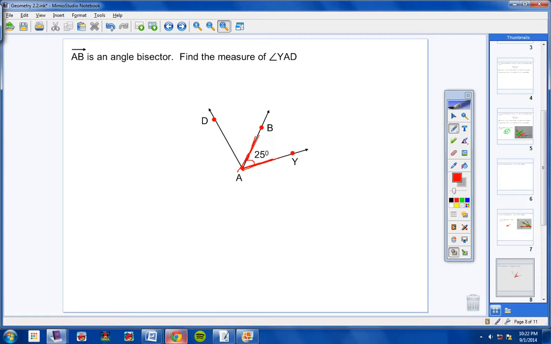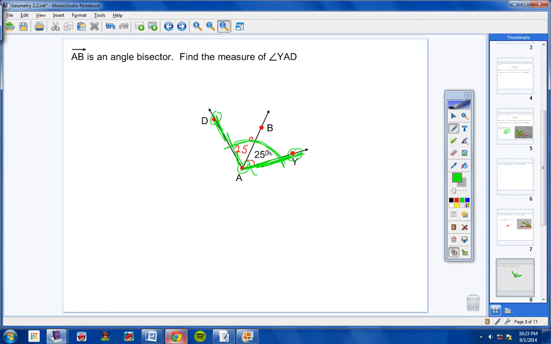This angle right here. So if this angle here is 25 degrees, then this angle right here is also 25 degrees. Now I want you to find the measure of angle YAD. So here's Y, here's A, and here's D. So angle YAD is this whole big angle right here.